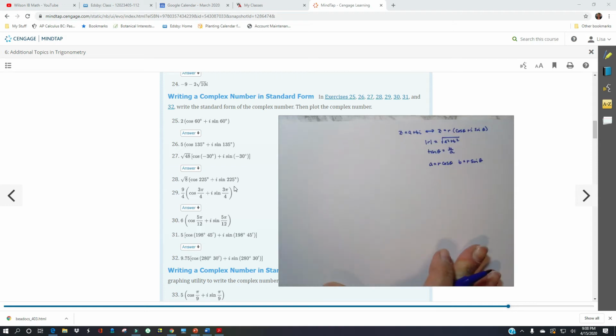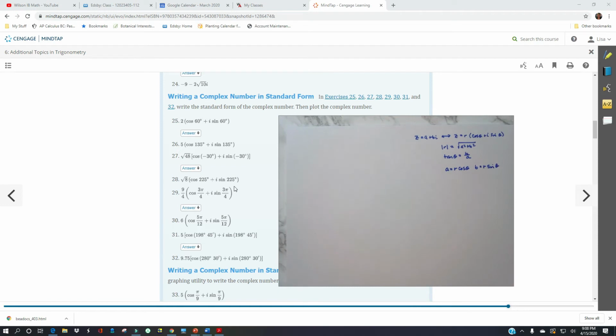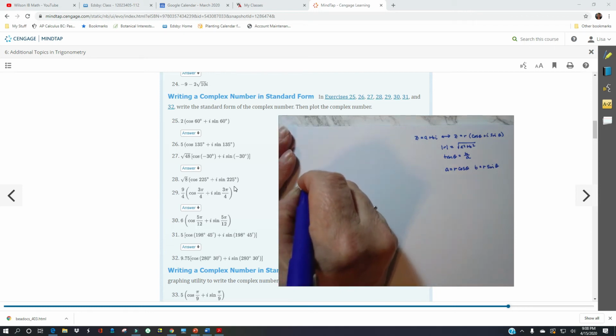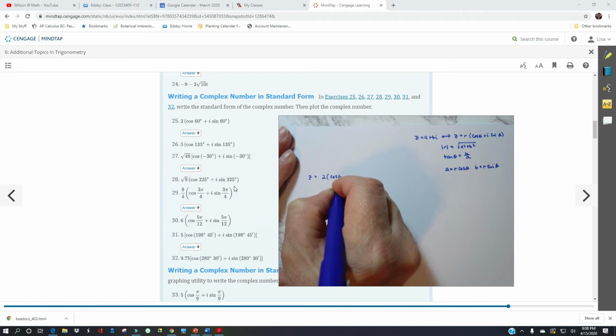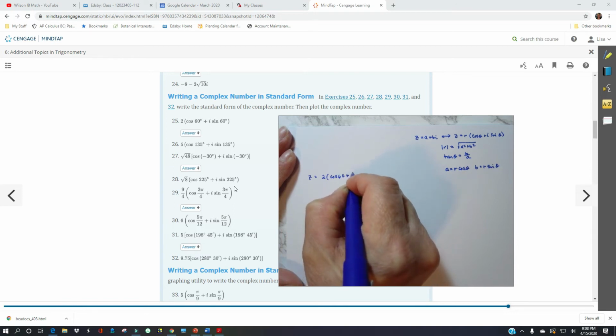So I'm just putting that back there so that way you can keep seeing it. It's important to have these while you're taking your test, since you can take your test with notes or a calculator. Okay, so let's look at this example. We have z is equal to 2 times cos 60 plus i sine 60.